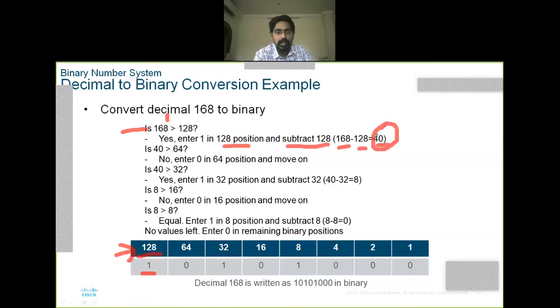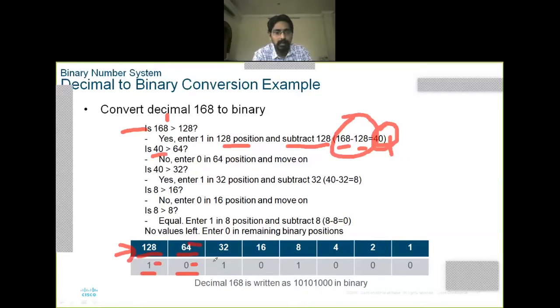Now come here, 64. At this point, compare this result 40: is 40 greater than or equal to 64 or not? No, it is wrong. So record 0 over here and move to the next position, because if you write 1 it means you have to subtract. If the remainder is less than the position value, simply write 0 and continue with the same number.